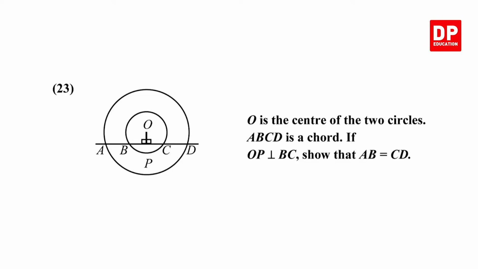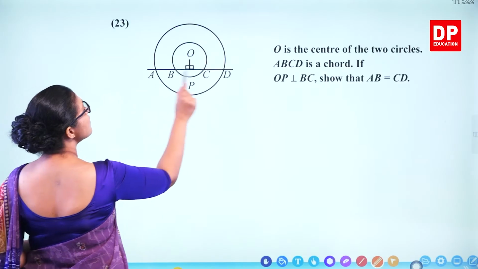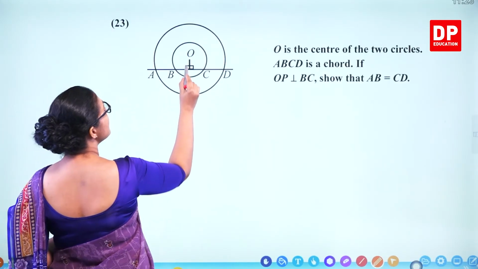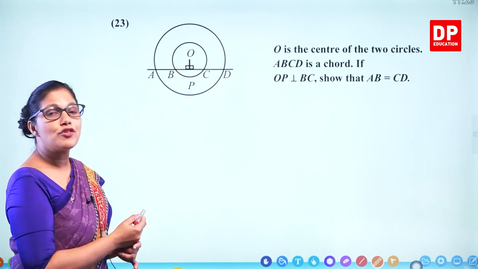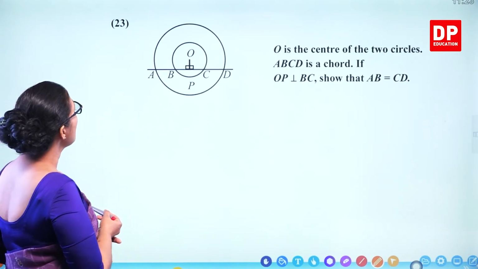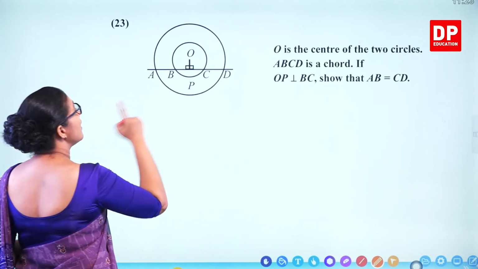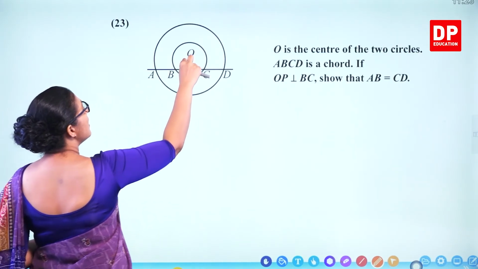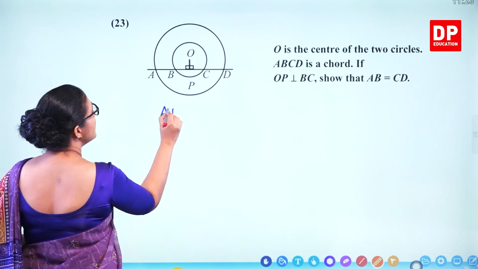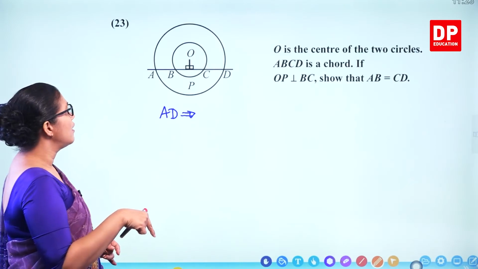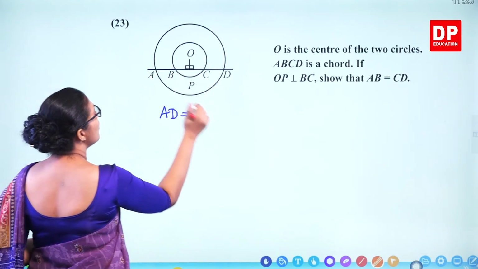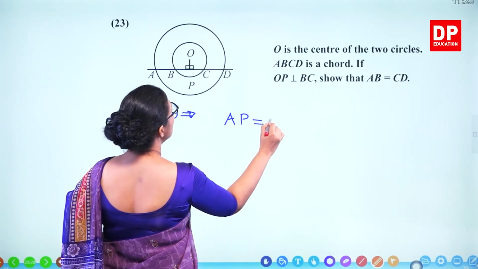Question number 23. O is the center of the two circles. ABCD is a chord. If OP is perpendicular to BC, show that AB is equal to CD. So these two lengths. Okay, take the bigger circle. AD is a chord. We are drawing a perpendicular from the center. So it divides equally. So AP is equal to PD.